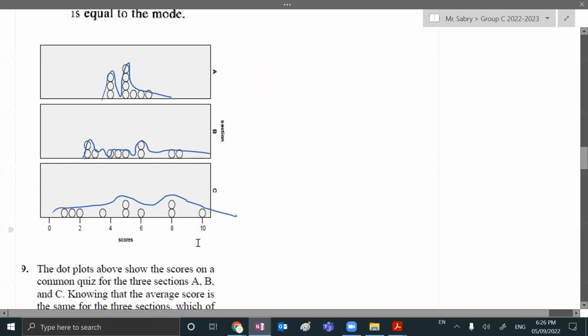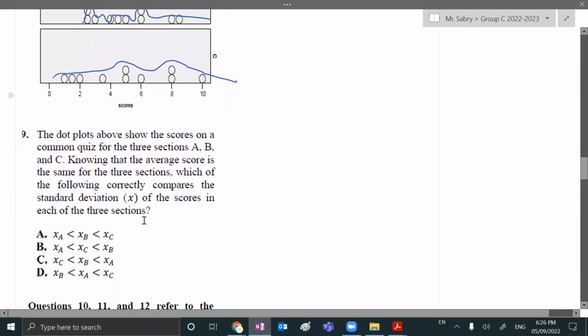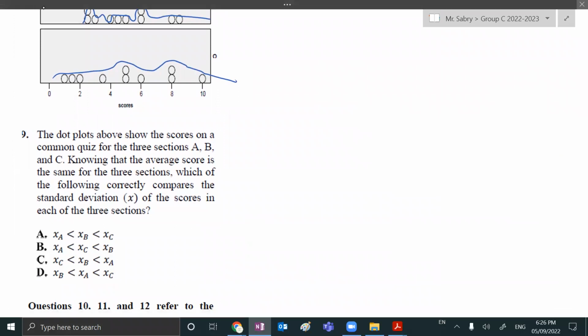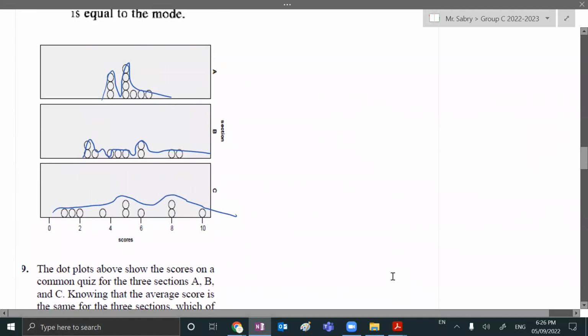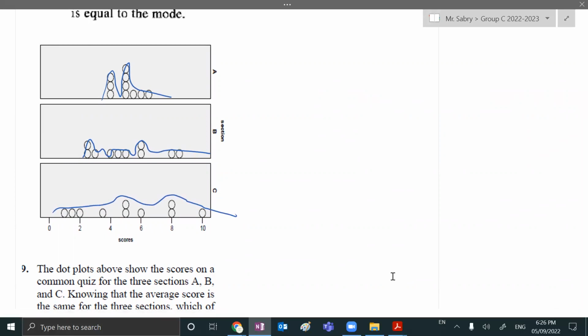Let's see what they are asking us to find. They're asking me about the standard deviation. Correctly compares the standard deviation of each of the three sections. Do you remember what the standard deviation is? Not so much. So it was something we add and then divide by. No. I didn't actually give you a rule for the deviation or the variance, just a rule for the range, the biggest minus smallest.